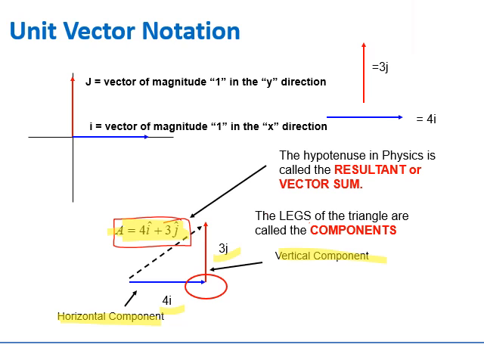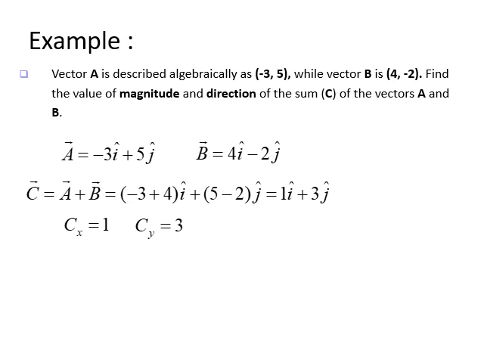So for this example, vector A is described algebraically as (-3, 5), while vector B is (4, -2). Find the magnitude and direction of the sum of the vectors A and B. If you are given the vector notation in this form, -3 and 5, that means vector a equals -3 i cap and 5 j cap, and vector b is 4 i cap, -2 j cap.